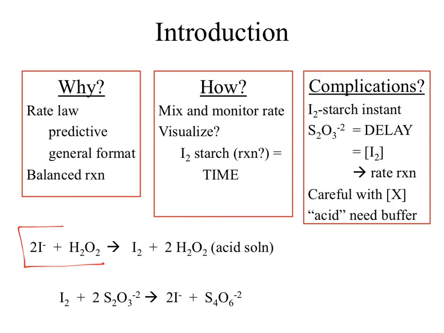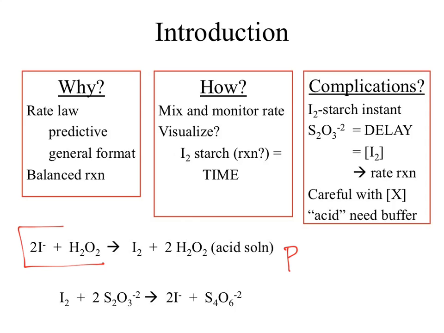This first equation is ultimately the reaction that we're studying in this case. So we're going to take iodide and react it with peroxide. So what we want to do is monitor this reaction and determine some rates from it. We could also come up with a general rate expression for this.